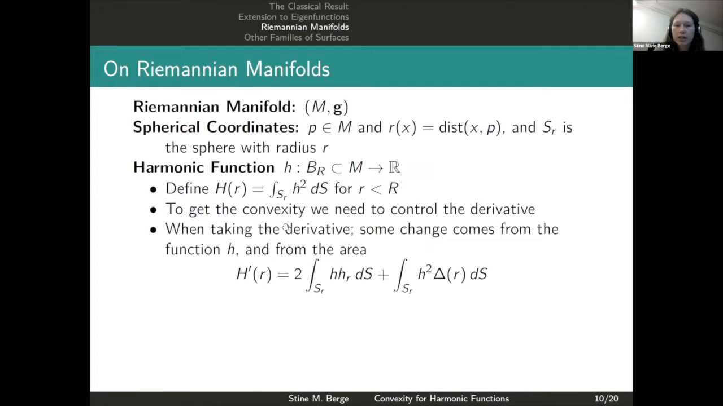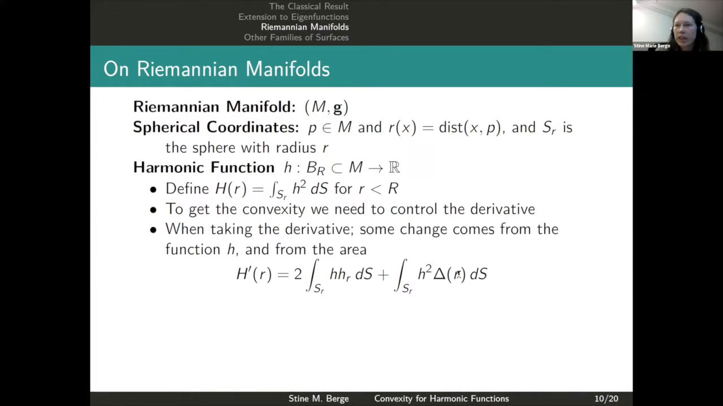So if we take the derivative, then here we have the part where h grows with respect to the radius. And this Laplacian of r turns out to be how fast the volume of spheres grows with respect to the radius. So we need some way to control this guy here.